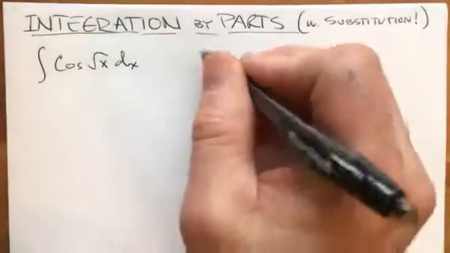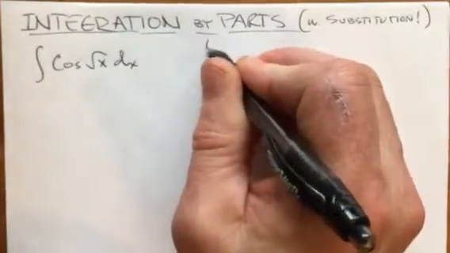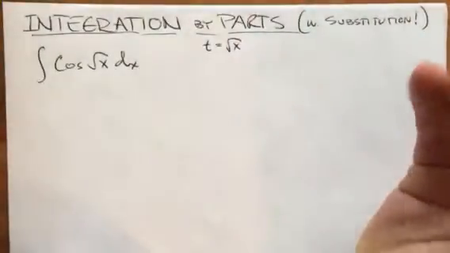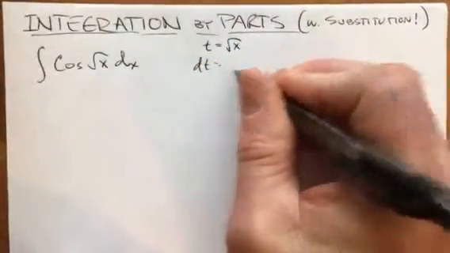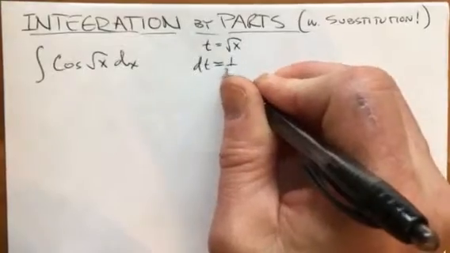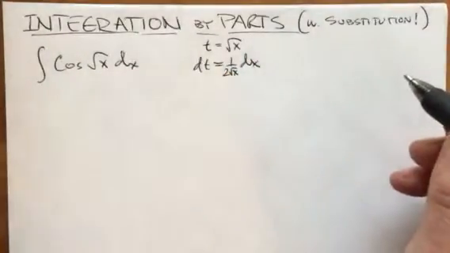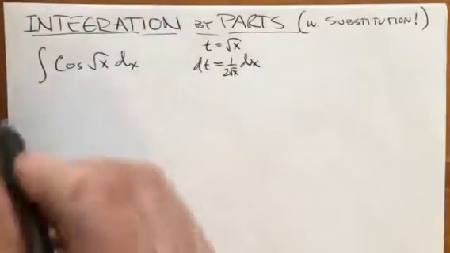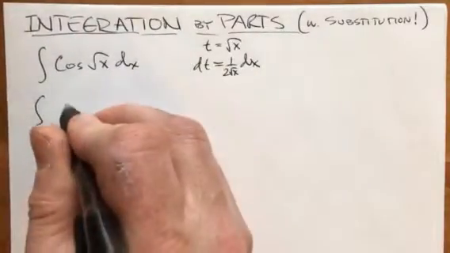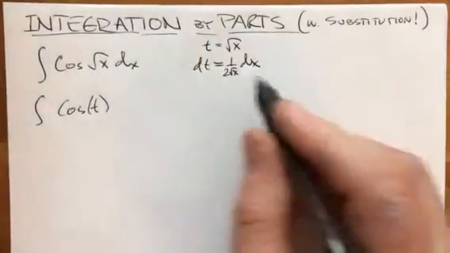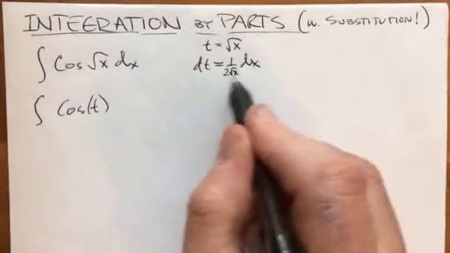I will demonstrate. Let's call it t. Let t be equal to the square root of x. All right, so then dt is going to be 1 over 2 radical x dx. Then if we go and start substituting, we'll see that we get the integral of the cosine of t. But then when we go to sub for dx, we've got a kind of a problem.